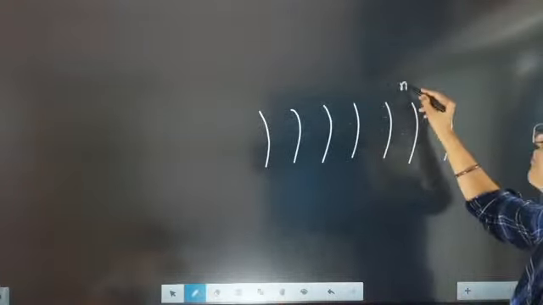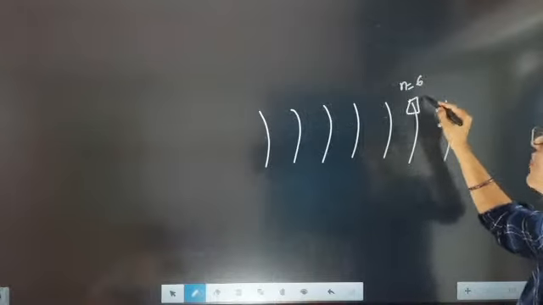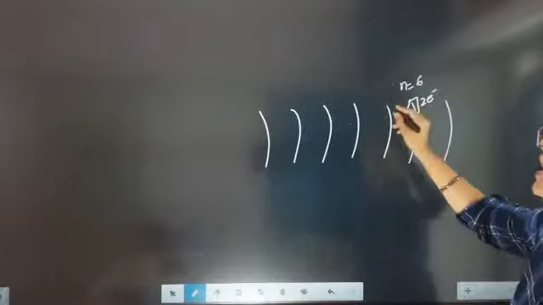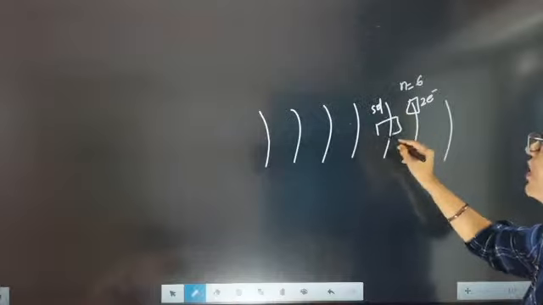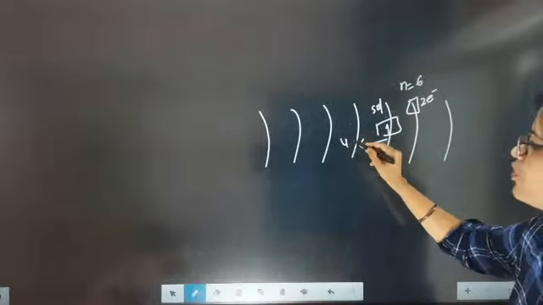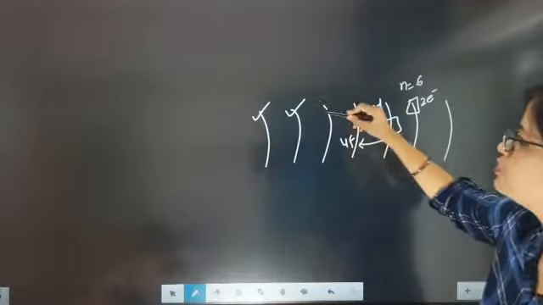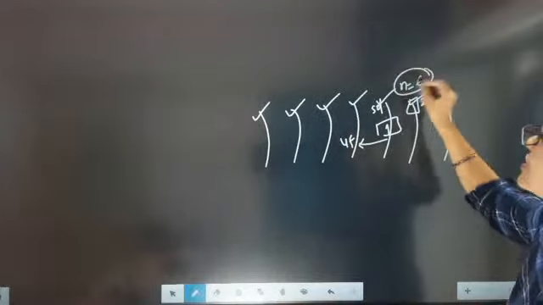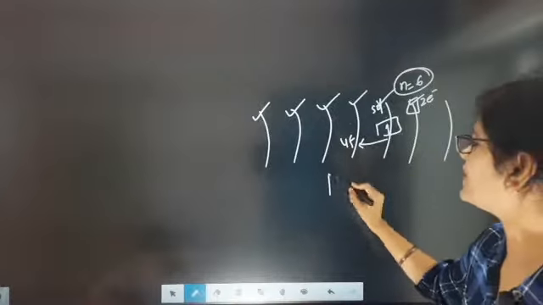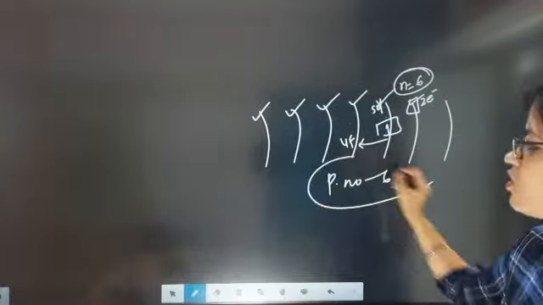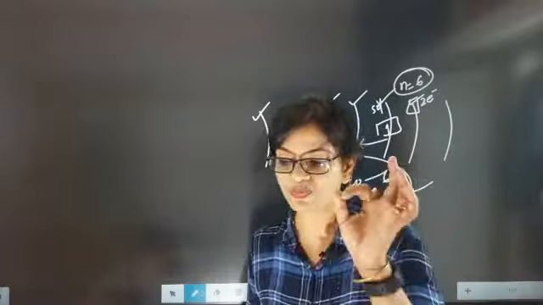So now we filled the first 6th orbit, 2 electrons, and then we went to 5D, filled 1 electron, and then we went to 4F. So now in total, how many orbits have we used? 1, 2, 3, 4, 5, 6. Since we have used 6 orbits, its period number is 6.